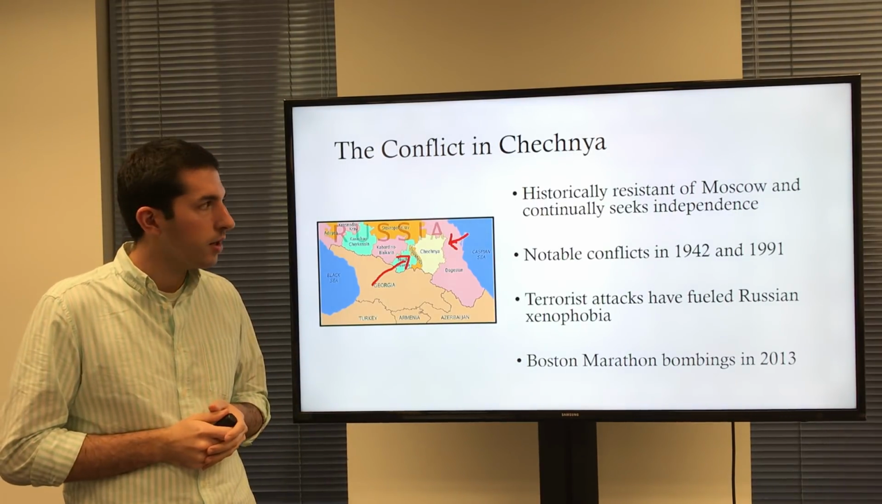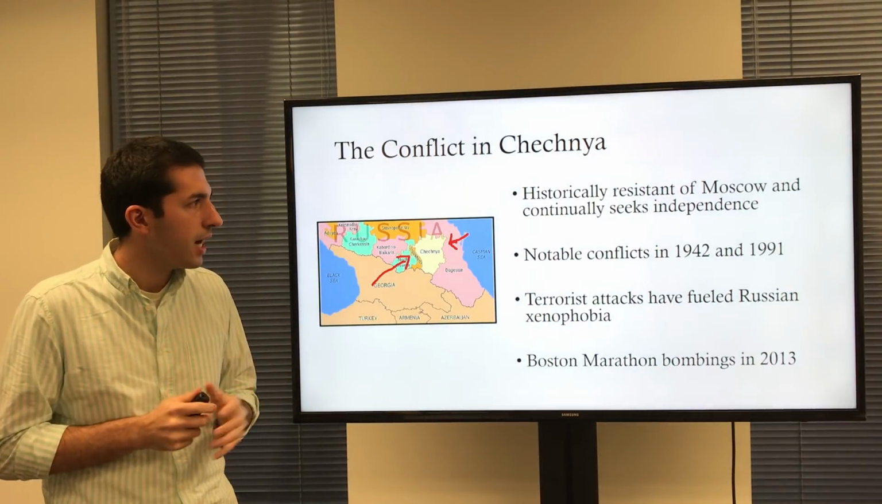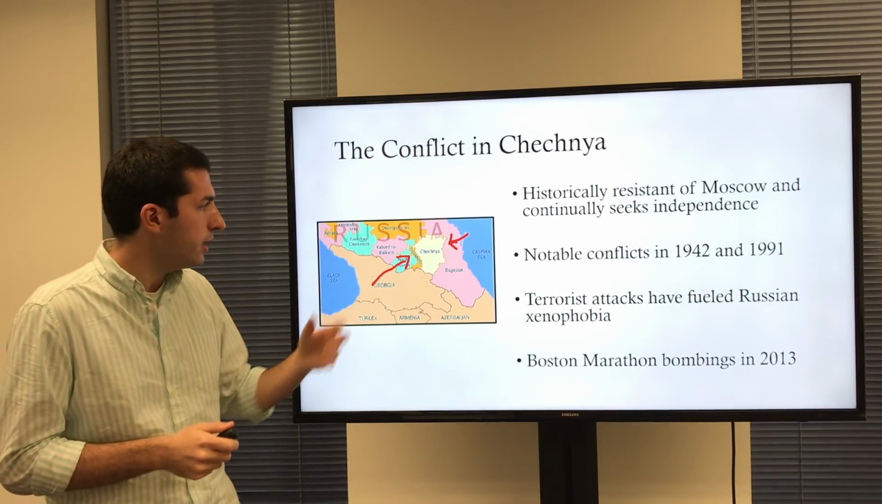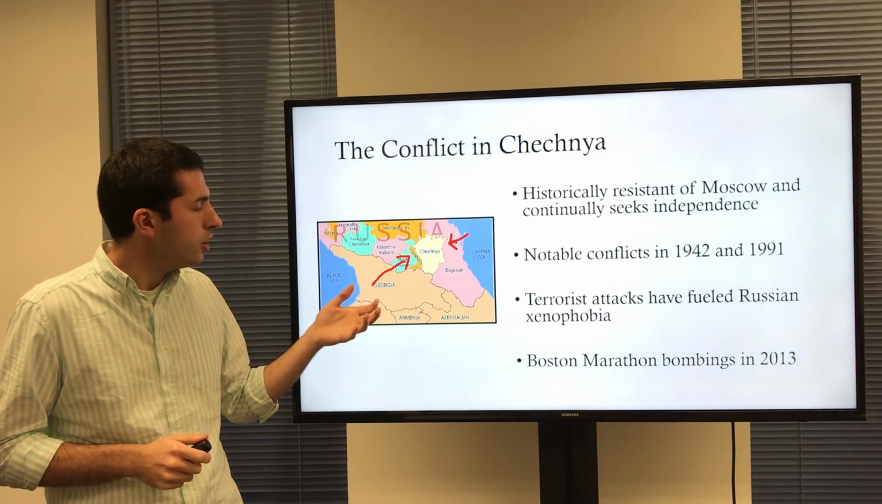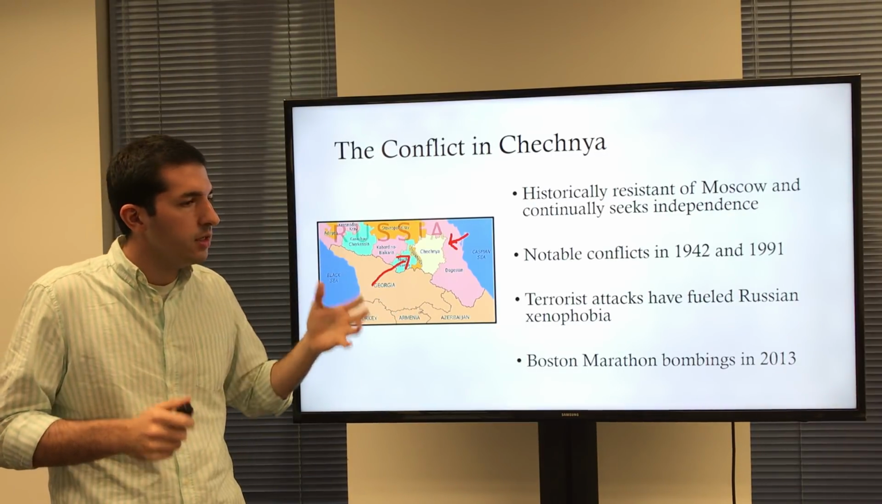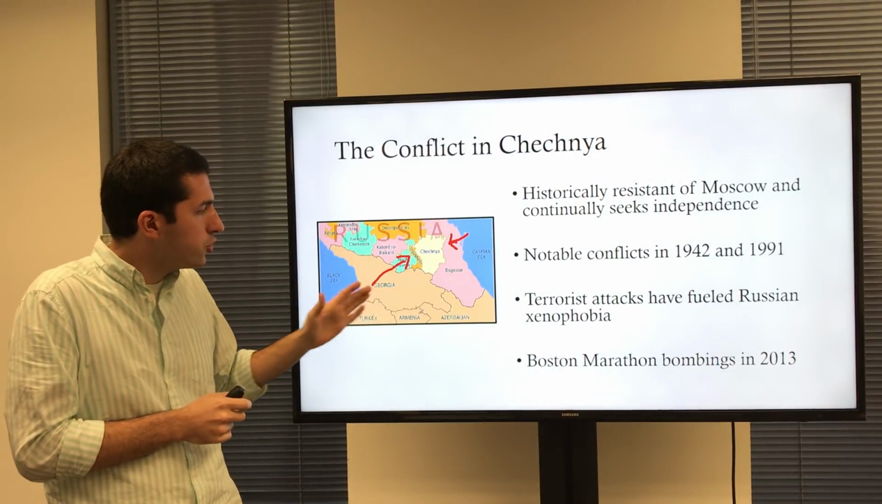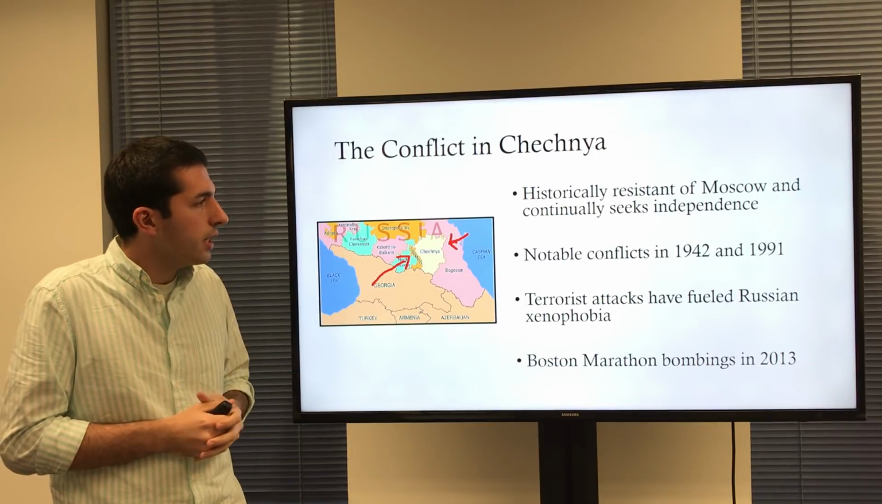Russia isn't far away. So historically, this region of Chechnya has been resistant to Moscow and continually would seek independence. Chechnya was an oblast, or a region within the Russian Federation. You can see it borders Georgia and is obviously located in Russia.